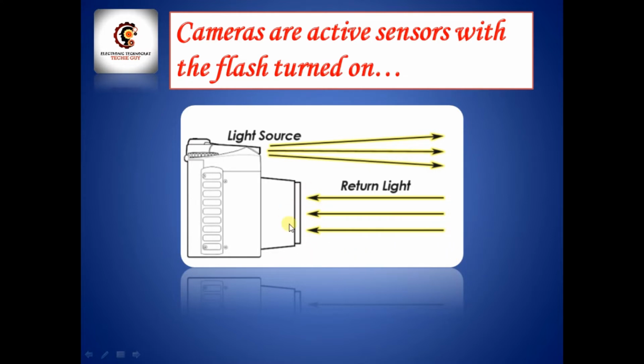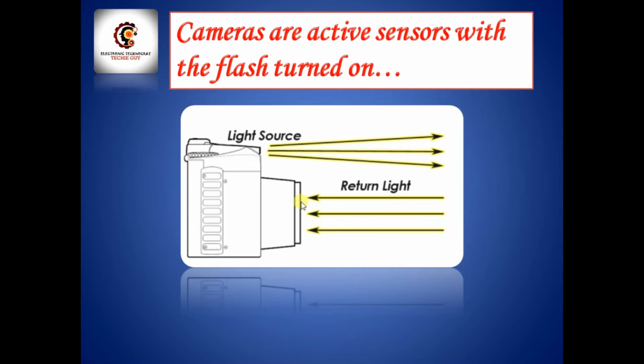This is the camera lens. Whatever light is reflected after hitting this object, some part of light is reflected back, isn't it? So that light is being captured by the camera lens. As simple as that. The cameras are active sensors with flash turned on. This is the main reason behind it. So the cameras are active sensors when the photographer uses the flash.